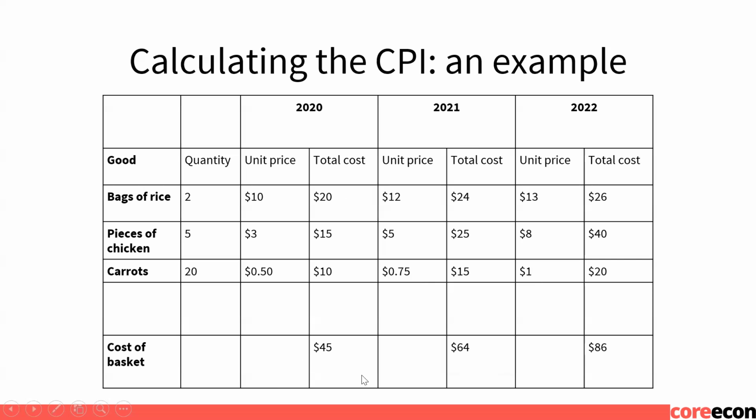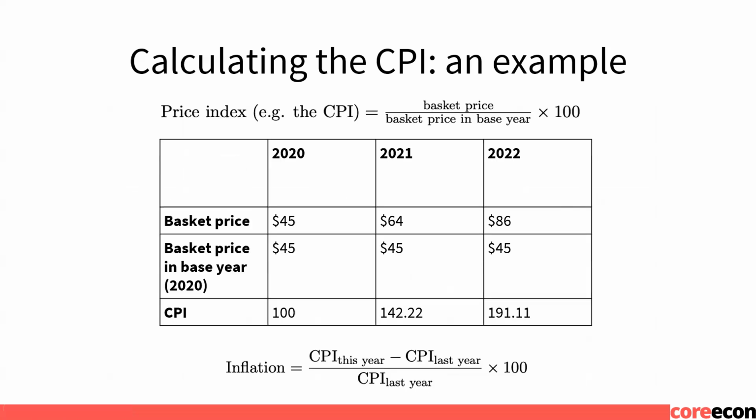So the first thing we do is to calculate the price of the basket for each year. Now next, we will calculate an index, right? So the CPI index is going to be the basket's price divided by the basket price in the base year, times 100. So if we take the base year as 2020, the basket price in the base year is $45, because we took 2020 as the base year. So 45 divided by 45 times 100 is going to give us 100.